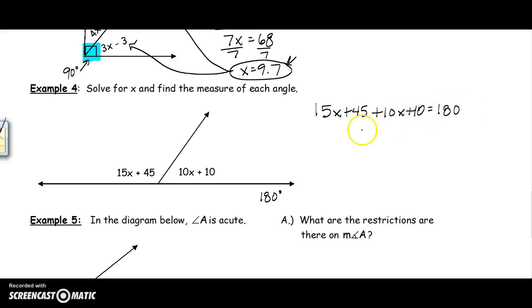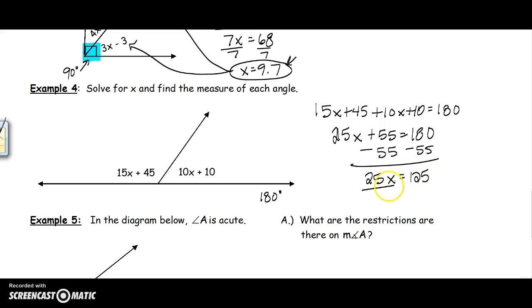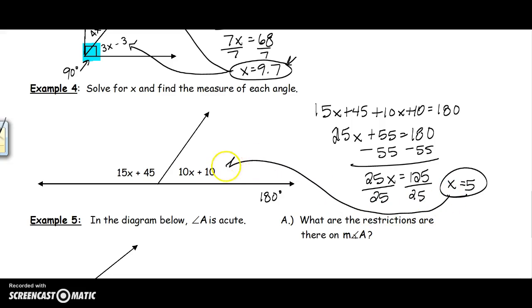So what you're going to do is add together your like terms, subtract from 55, you're going to get 125, divide by 25, and x is 5. So just like the previous problem, you're going to take this x is 5 and substitute it into both of the angles, and figure out what is that angle measure.